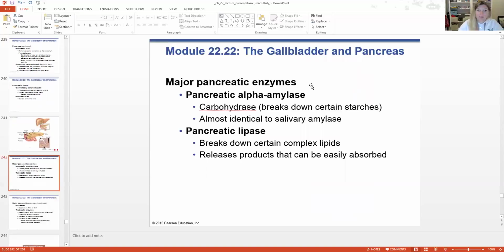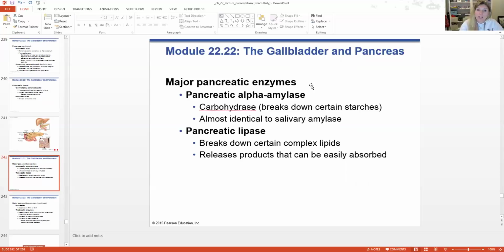So let's talk about some of these pancreatic enzymes. I mentioned amylase before when we talked about salivary amylase, that carbohydrate enzyme breaking down starch into smaller disaccharides. Well, pancreatic alpha amylase is another carbohydrate enzyme. It's breaking down certain starches. It's almost identical to salivary amylase, just works at a slightly different pH because the pH in our saliva is different than the pH in our duodenum.